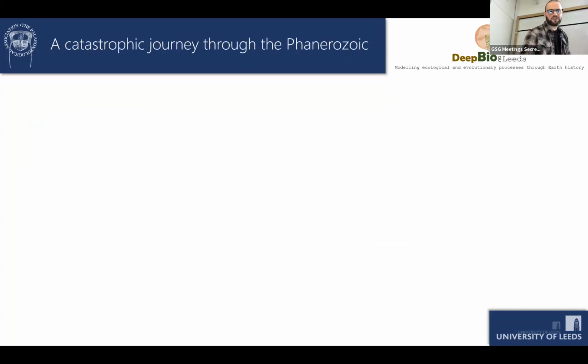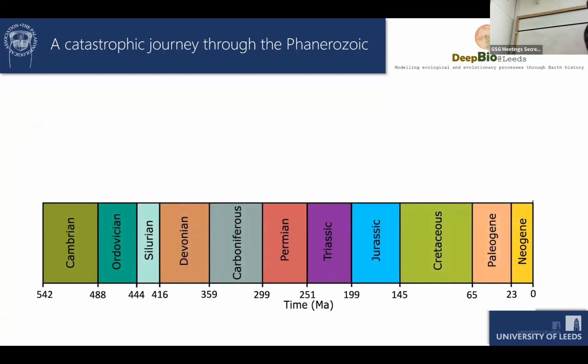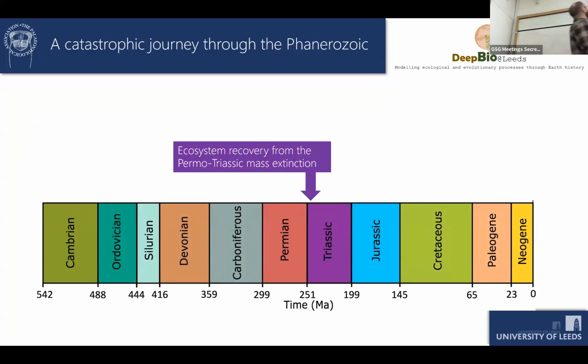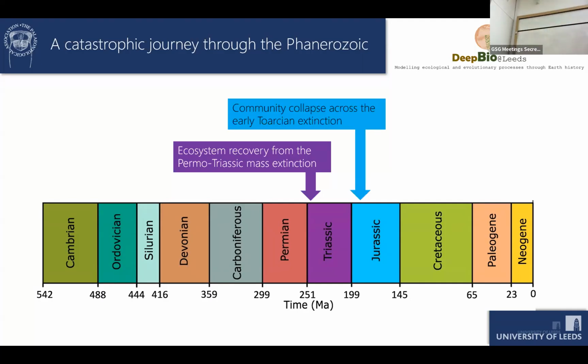So to answer some of these questions briefly, I'm going to take you on a catastrophic journey through the Phanerozoic. I'm going to make 4 stops along the way. First, at the end of the Paleozoic, we're going to look at ecosystem recovery from the Permo-Triassic mass extinction. So those early Mesozoic marine environments, how are they functioning? How are they structured? How does it recover from the biggest mass extinction in the Phanerozoic? Then we'll go further forward into the early Jurassic, to one of our more minor extinction events, the early Toarcian extinction, and we're going to look at community collapse across this event.